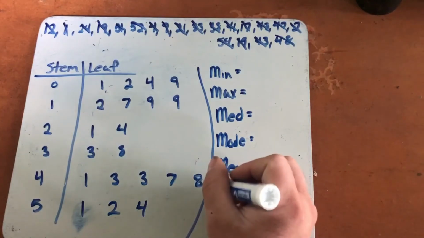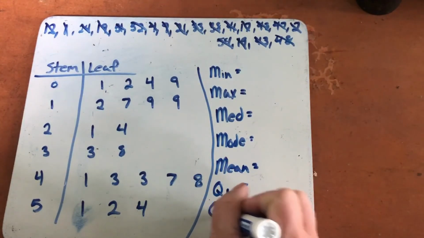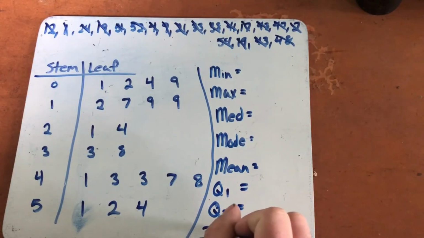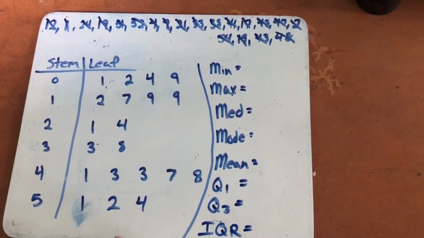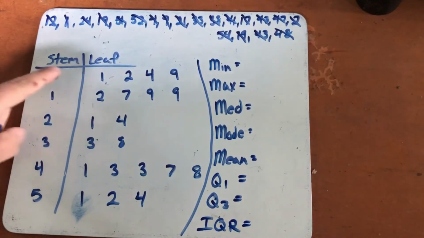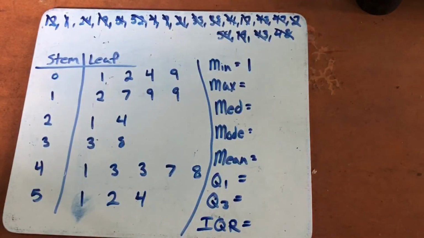After we find the mean, we want to know what Q1 is. That means quartile 1. We want to know what Q3 is, which is quartile 3. And then we also want to know what our interquartile range is. For each one of these, I'm going to find the min, the max, the median, and the mode by hand, and I'm going to use the computer to find the rest of them. Once I have my stem and leaf plot, the minimum is pretty easy. My minimum is my smallest number, so my minimum is 1. My maximum is my largest number, which is 54.